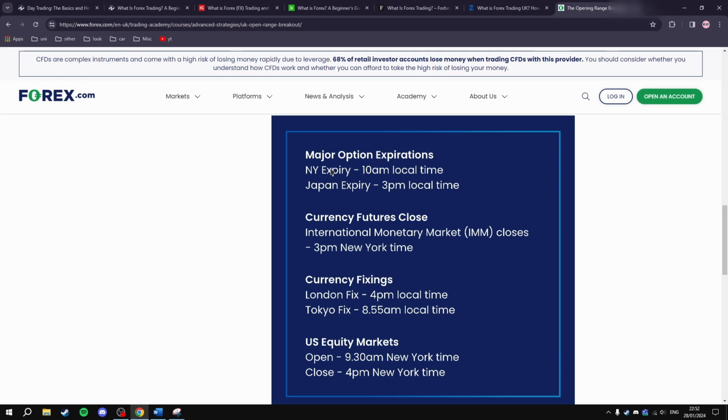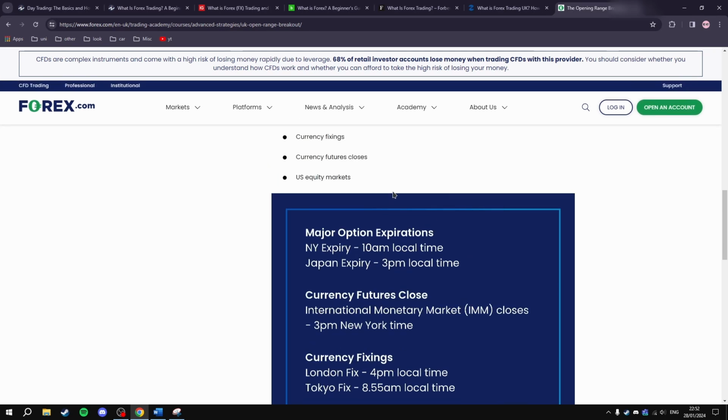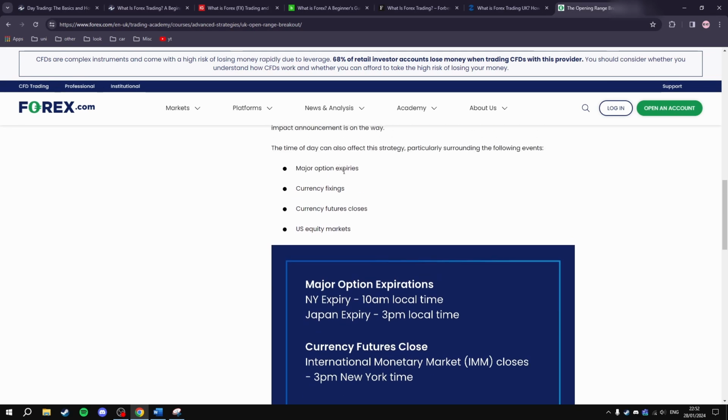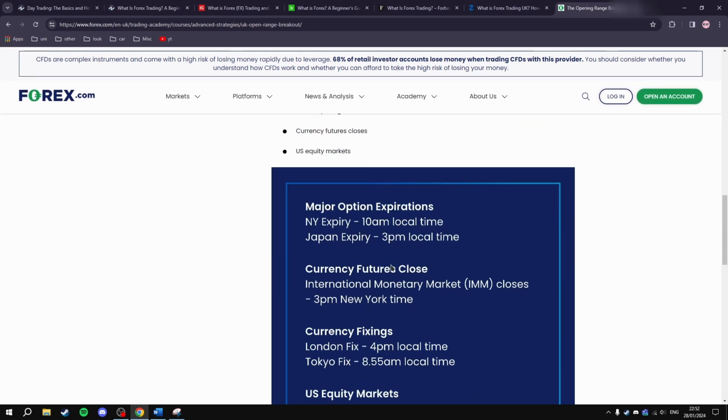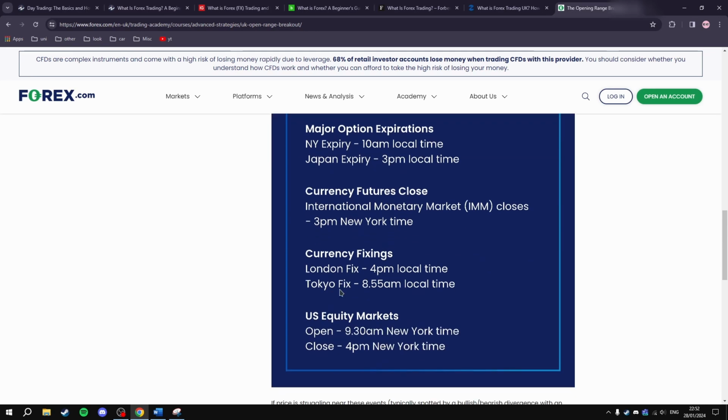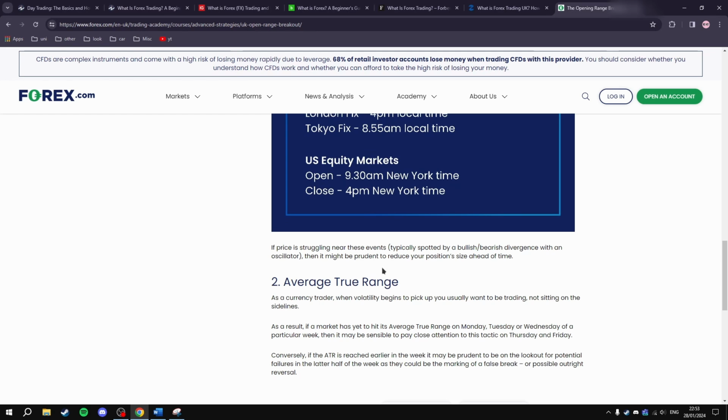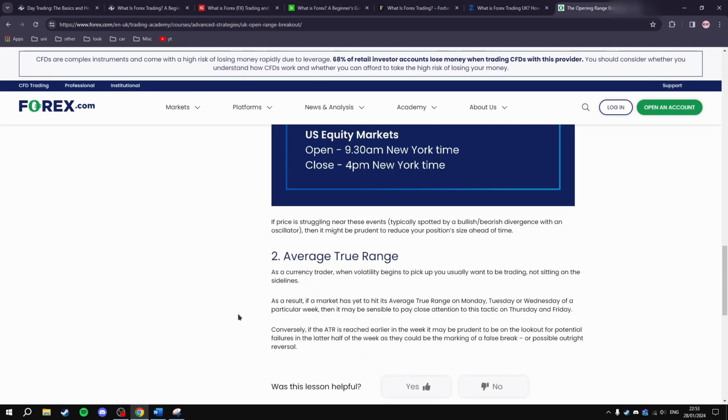Major option expirations: NY expiry 10 AM local time, Japan expiry 3 PM local time. Currency futures closes: International Monetary Market, IMM, closes 3 PM New York time. Currency fixings: London fix 4 PM local time, Tokyo fix 8:55 AM local time. US equity markets open 9:30 AM New York time, close 4 PM New York time. If the price is struggling near these events, typically spotted by bullish-bearish divergence of an oscillator, then it might be prudent to reduce your position size ahead of time.